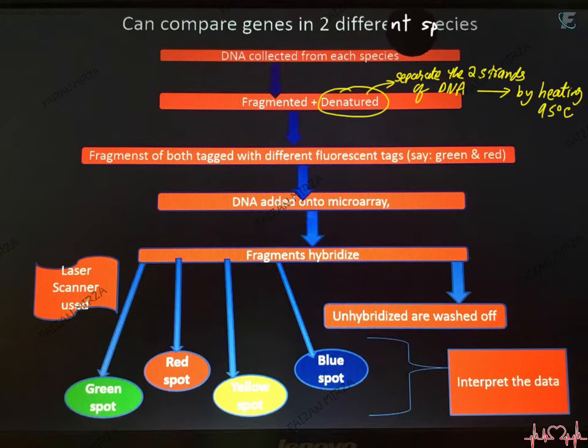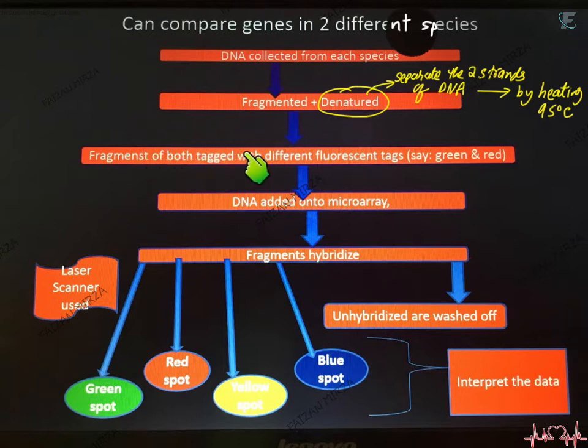Here in this diagram, the flow chart, I've shown that the DNA is collected from the 2 different species. The collected DNA from each species is fragmented and denatured, fragmented by restriction enzyme and denatured by heating at 95 degrees Celsius. Denaturing means separating it into 2 strands.